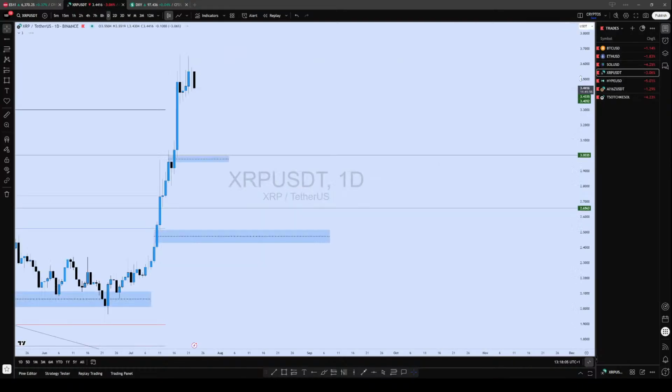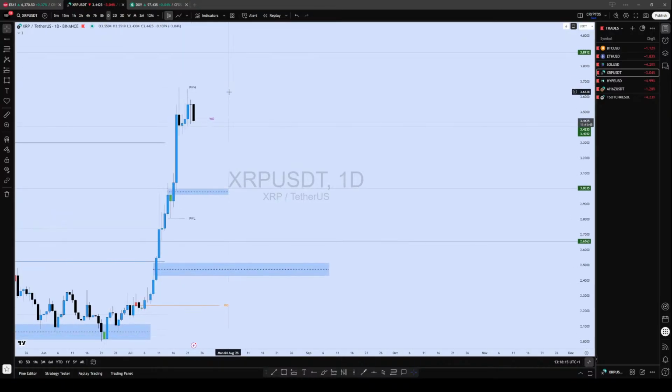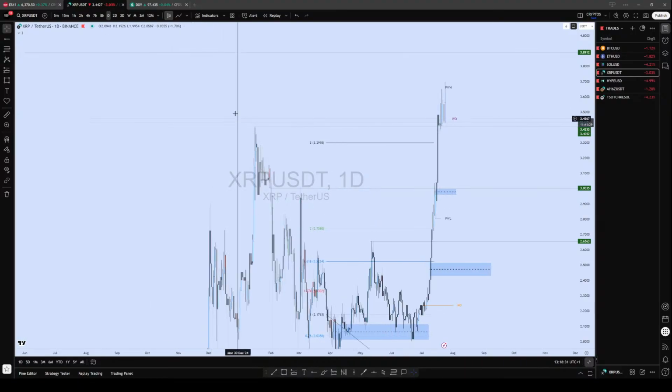XRP, the same thing. They expanded and we might be accumulating in this area here, and we will be seeing another expansion. So patient with it. Let price show you they want to go up. Now maybe with this, wait for one up candle to close, then you start looking for the longs, because they've taken out this all-time high.